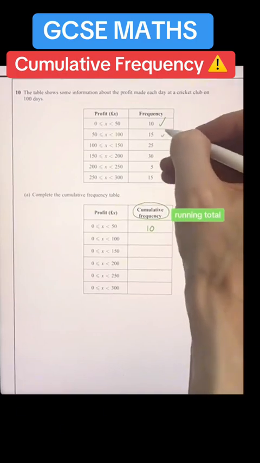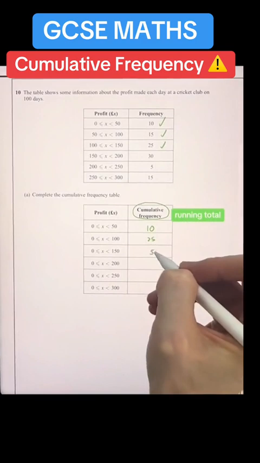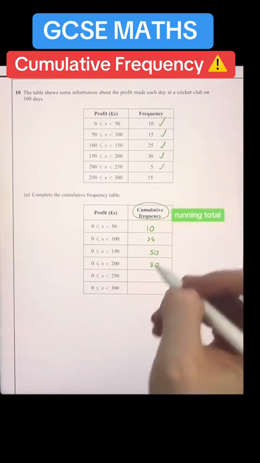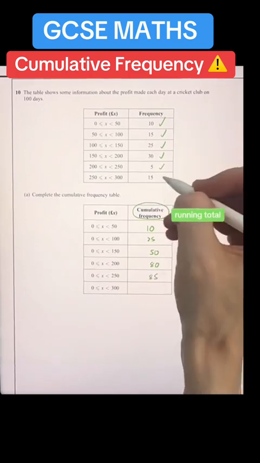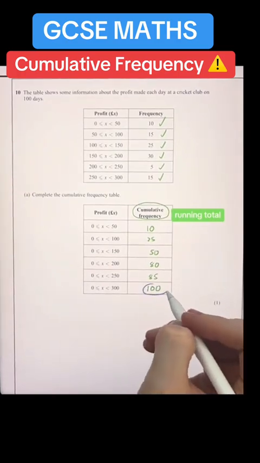So 10 add 15 gives us 25. 25 add 25 gives us 50. 50 add 30 gives us 80. 80 add 5 gives us 85. And 85 add 15 gives us 100. As a check, our total cumulative frequency should represent the total number of days in this case.